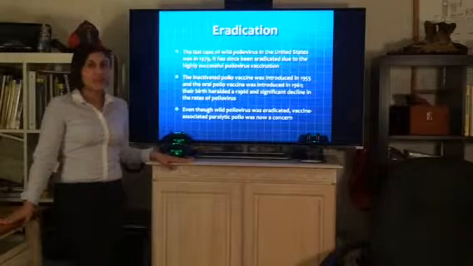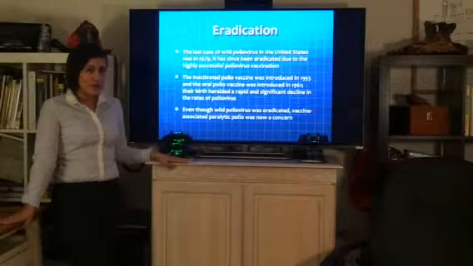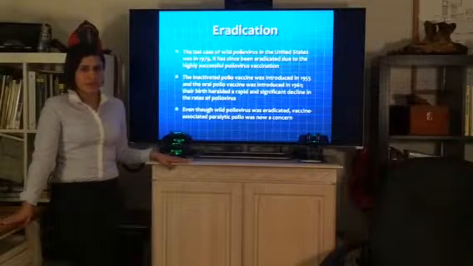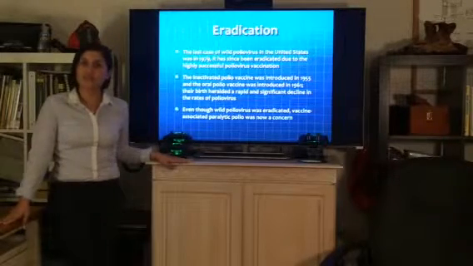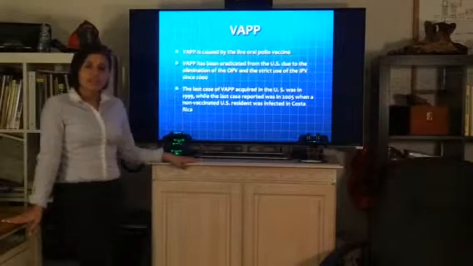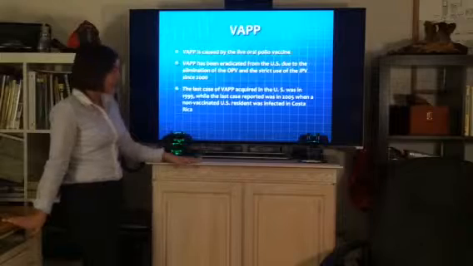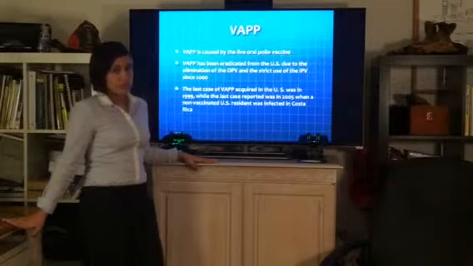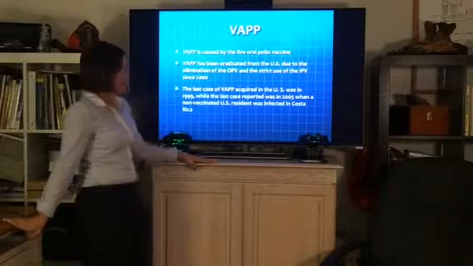Now, even though the wild version of the poliovirus was eradicated, there was now vaccine-associated paralytic polio to deal with as a cause of OPV. Vaccine-associated paralytic polio is caused by the live polio used in the OPV.